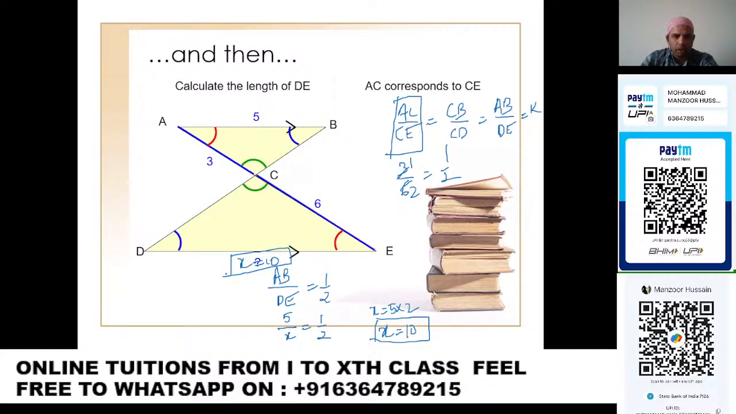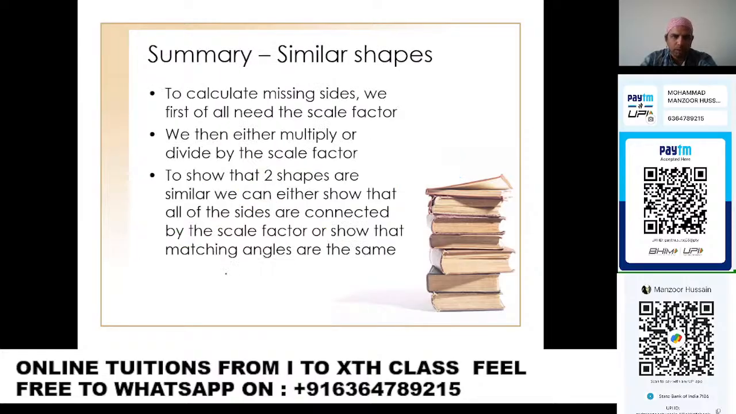Yes, sir. These are the two corresponding lines. Therefore, we write the scaling factor as 2. AB corresponds to DE. Therefore, we have written AB by DE is equal to 1 by 2, or that's the representation. So the scaling factor is 2 into AB. That gives me the value. So summarizing the whole thing, to calculate the missing sides, we are using the scaling factor, and to calculate any particular angle, we are concentrating on the angle sum property of the triangle. And if we are either multiplying or dividing by the scaling factor, we are going to get the side lengths there.